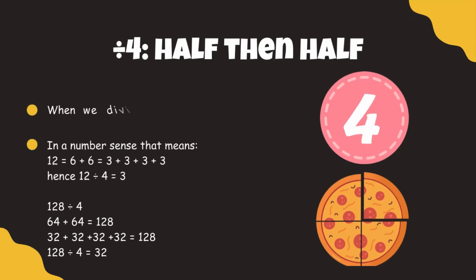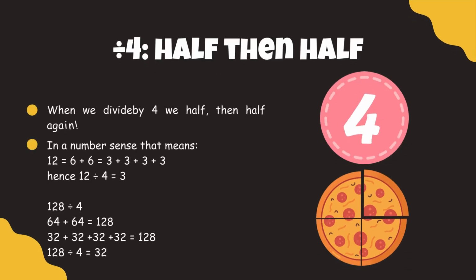When we divide by 4, we half, then half again. Let's look at 12, which is 6 plus 6 or 3 plus 3 plus 3 plus 3. Hence 12 divided by 4 is 3.